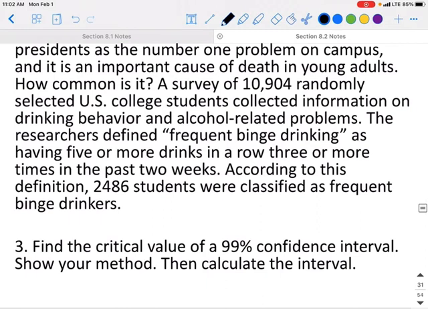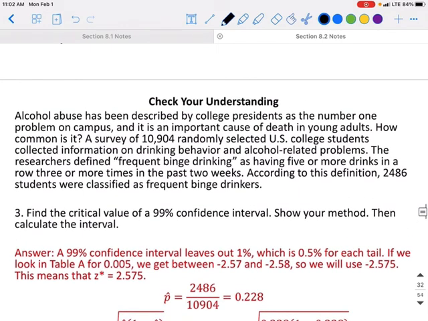Find the critical value of a 99% confidence interval, show your method, then calculate the interval. For a 99% confidence interval, that's only going to leave 1% for the two tails together. If we cut that in half, it's only going to leave you with 0.5% for each tail. If we look at table A for 0.005, we're going to get between negative 2.57 and negative 2.58. If we split the difference, that's going to give us a critical value of 2.575. And remember, that critical value will always be positive.